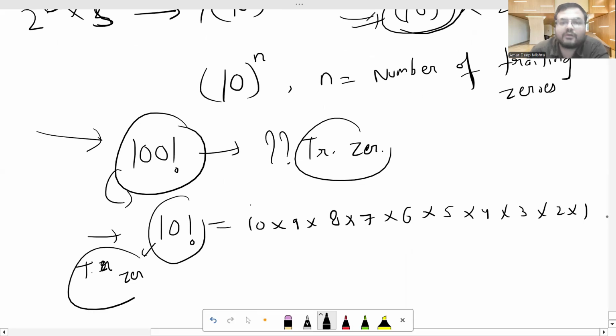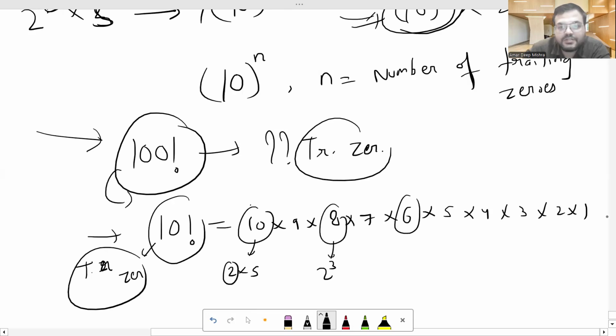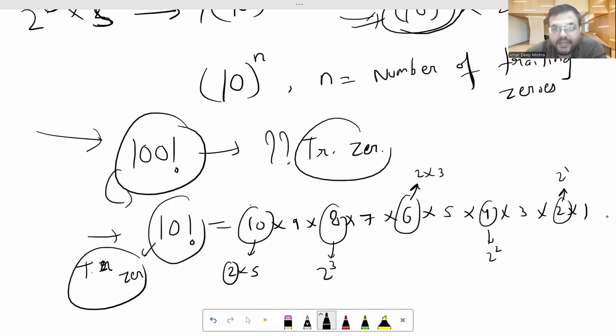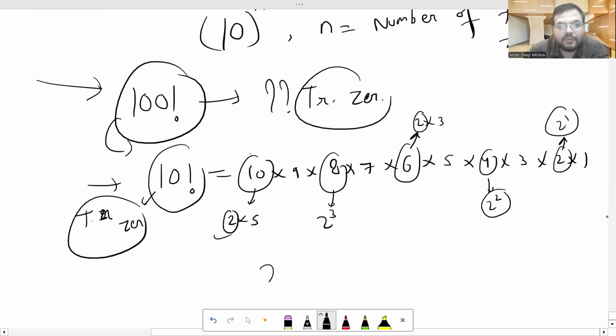Now, how to find out the number of trailing zeros? You have to count the number of 2 and the number of 5. So if you see here, 10 is what? 2 into 5. So 1, 2 you got here. 8 is what? 8 is 2 cube. 6 is what? 6 is your 2 into 3. 4 is what? 4 is 2 square. And 2 is what? 2 is your 2 power 1. Right? So if you see how many 2's you have? 1, 3, 4. 4 plus 1, 5. 5, 2, 7. 7, 1, 8. So total you have 2 power 8.